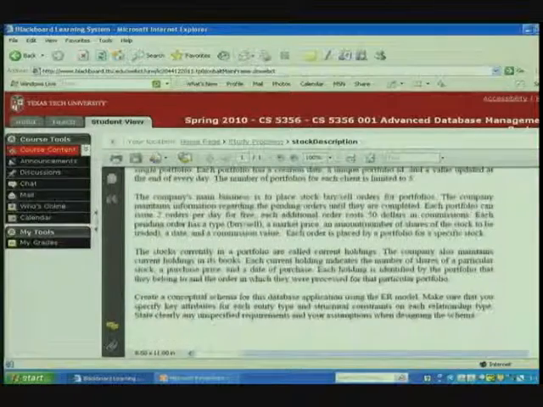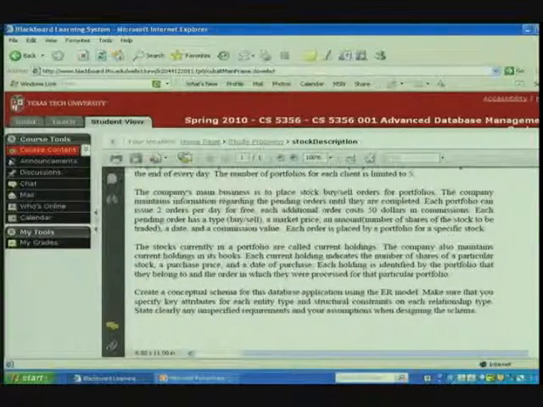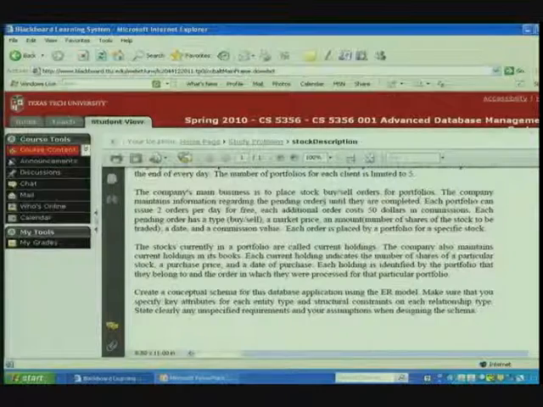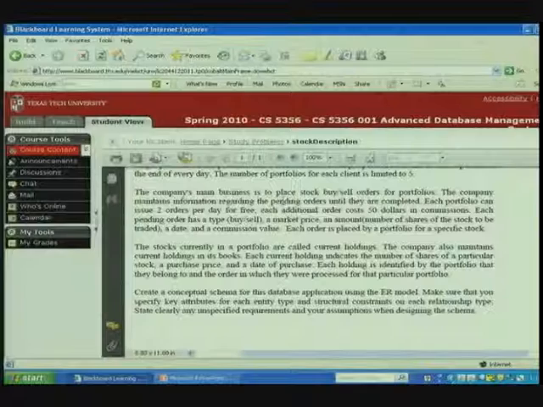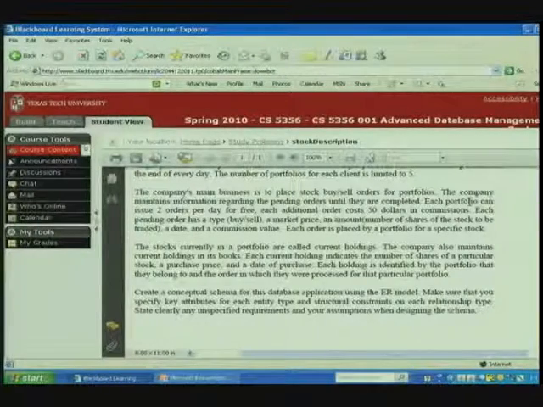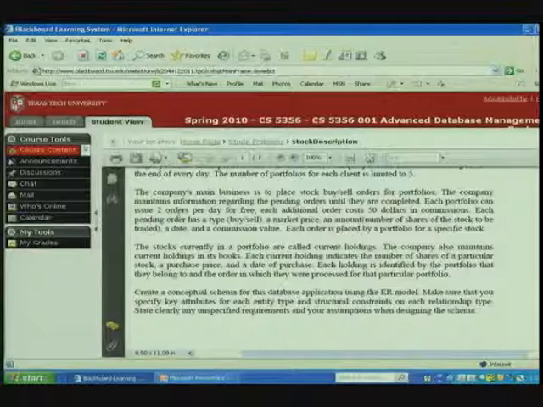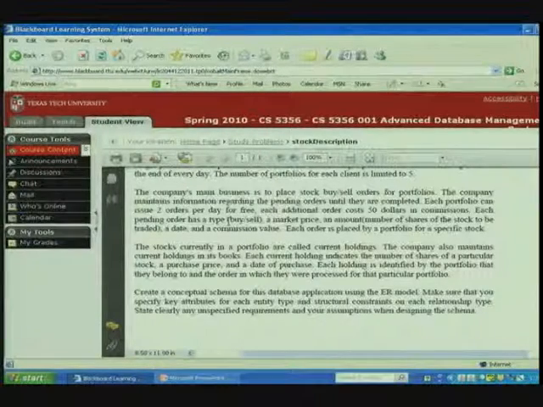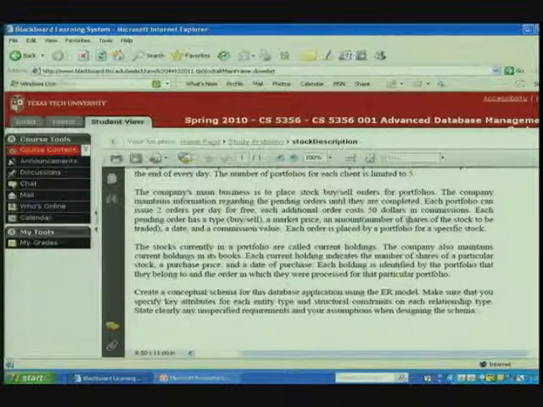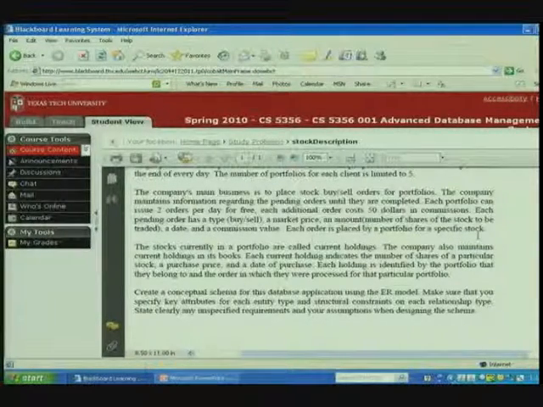So the company's main business is to place stock buy-sell orders for portfolios. The company maintains information regarding pending orders until they're complete. Each portfolio can issue 2 orders a day for free, and then each additional order costs $50 in commissions. Each pending order has a type that's either buy or sell, a market price, an amount, which represents the number of shares of the stock to be traded, a date, and a commission value. Each order is placed by a portfolio for a specific stock.